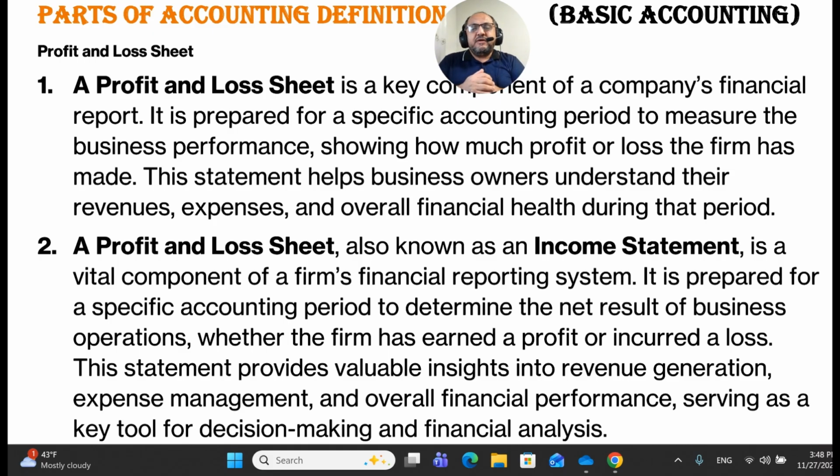Why are they very important? On the basis of this profit and loss sheet, we see which of our products were sold on a high level, which were sold on a medium level, which were sold slowly, and which products we were not able to sell even once during a year.